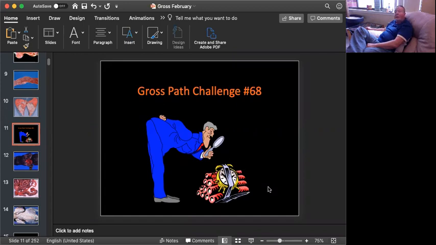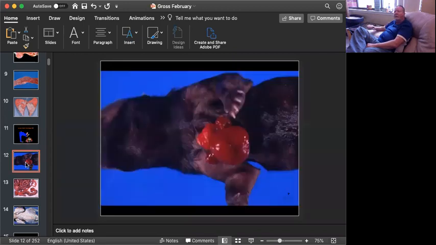And hopefully you're ready for Growth Path Challenge number 68. Let's begin. Slide number one is a fairly straightforward one. It's tissue from a puppy. Can you give me the name of this condition?